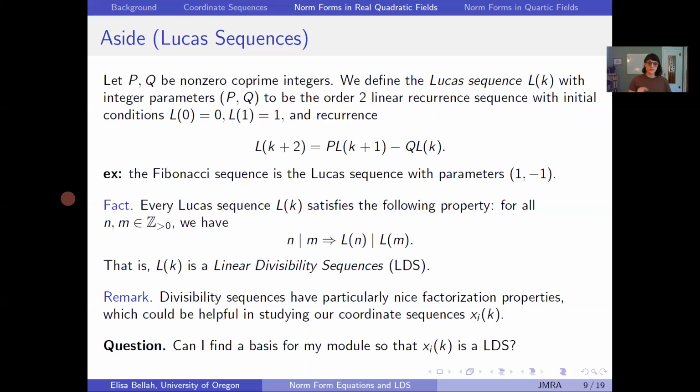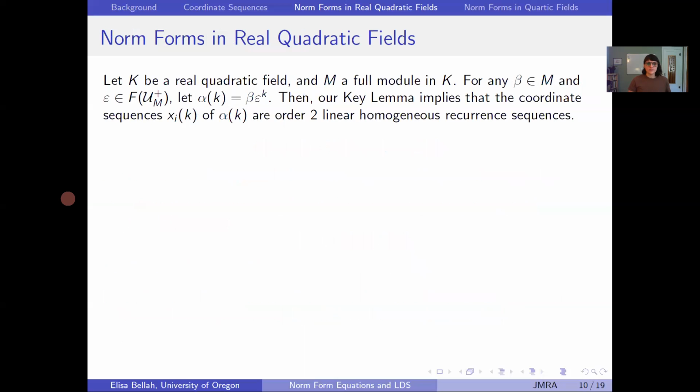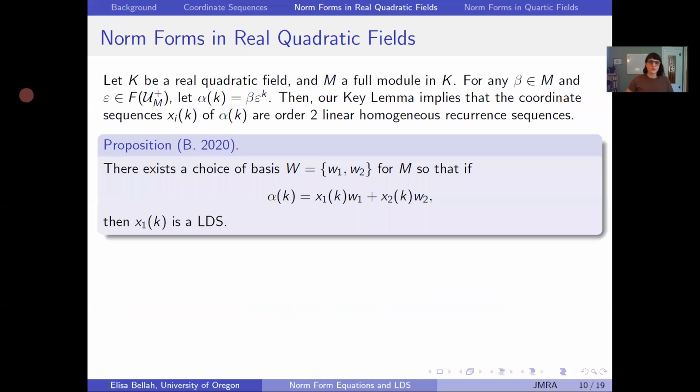So my question is, can I find a basis for my module so that my coordinate sequences are linear divisibility sequences? Okay, and the answer in the quadratic case, this is just a copy of the slide we had from before, the answer is always yes. I'll write this as a proposition because its proof is pretty short. The proposition is that there exists a choice of basis for my module, so that if I write my solution sequence in terms of this basis, then the first coordinate sequence is a linear divisibility sequence.